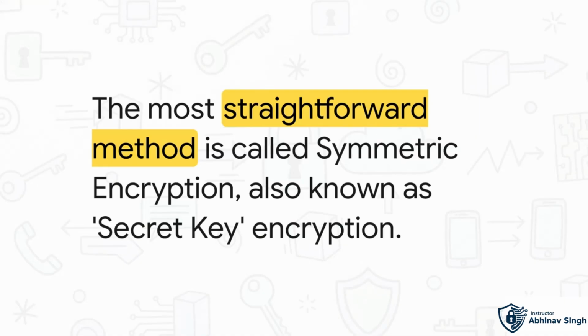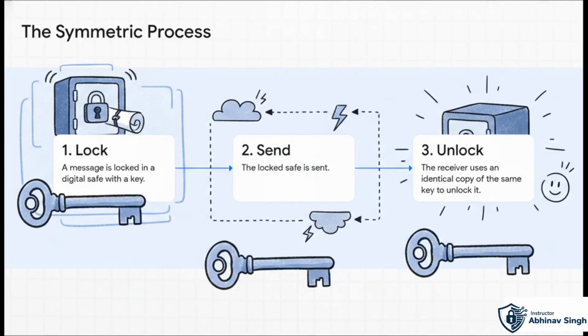So the first and most direct way to do this is something called symmetric encryption. You might also hear it called secret key encryption, and honestly, the name kind of gives the whole game away. The process is super direct. Imagine you lock your message in a digital safe with a physical key. Then you send that locked safe over the internet. Now for the person on the other end to open it, they need an identical copy of the very same key you used. Simple, right? One key locks it, and that same key unlocks it.